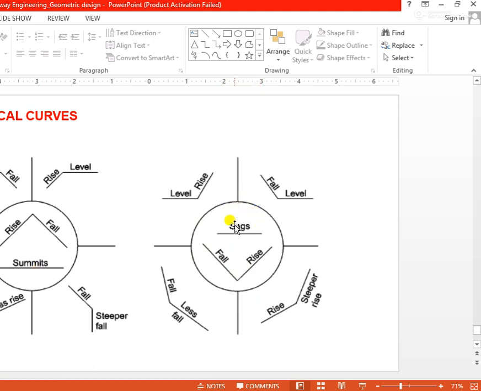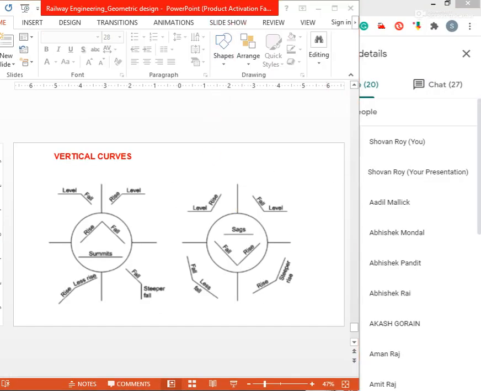So summit and sags are both components, or two characteristics, of vertical curves: summit curve or sags curve. By taking the name summit or sags, we can define the types of vertical curves or the shape of the vertical curve. This is not only important for highway and railway engineering, but also for surveying.